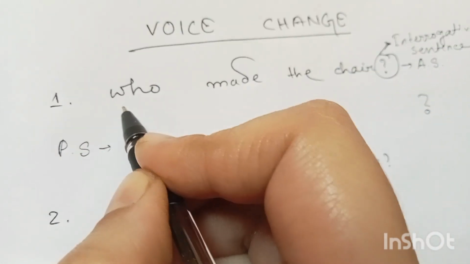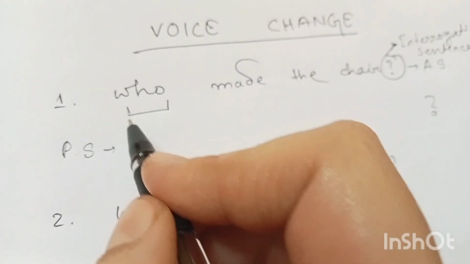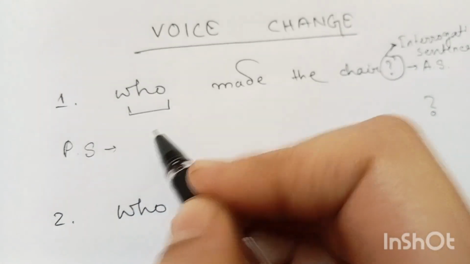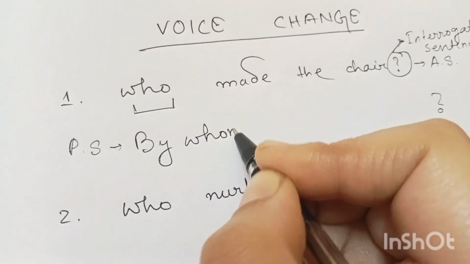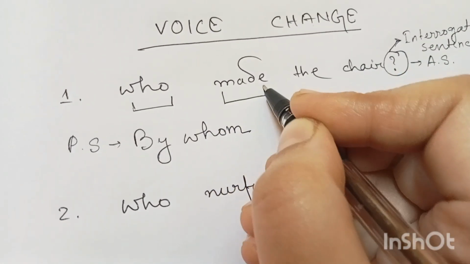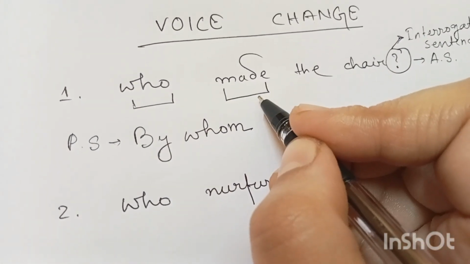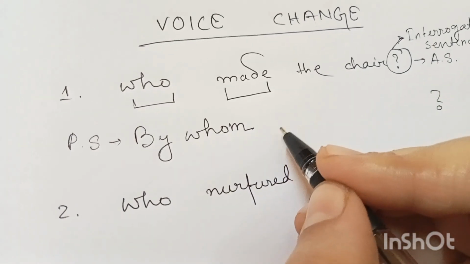See, the active sentence is starting with who. So in the passive sentence, we start with by whom. And then we notice the tense. The active sentence is in past tense, so the passive sentence will be in past tense.